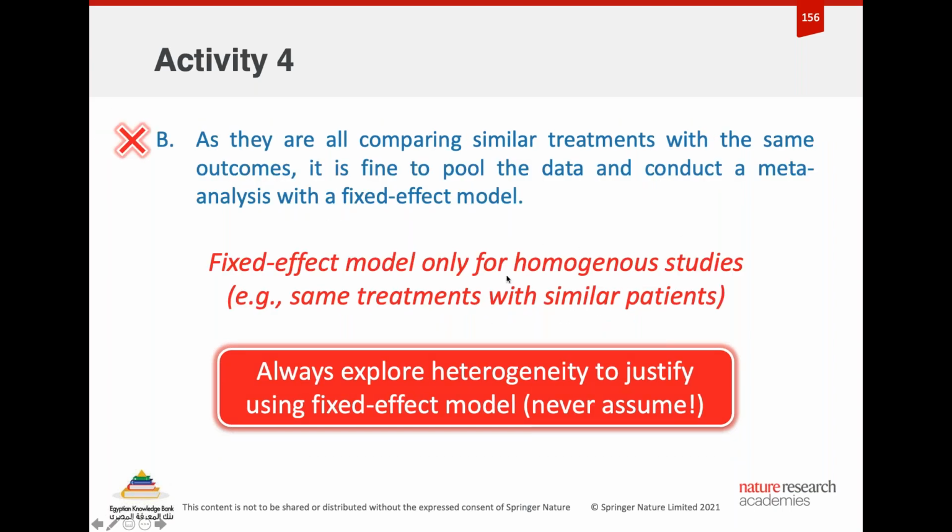In this case, you would definitely not want to choose B, and I see that was the least popular option. Fixed effects model means when you have very homogeneous studies. In this case, you definitely don't have homogeneous studies. The administrations are quite different.